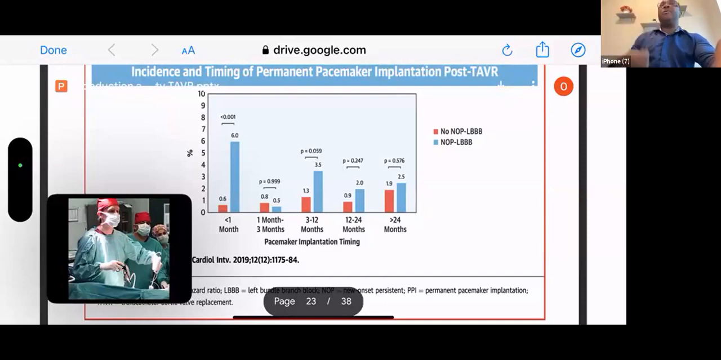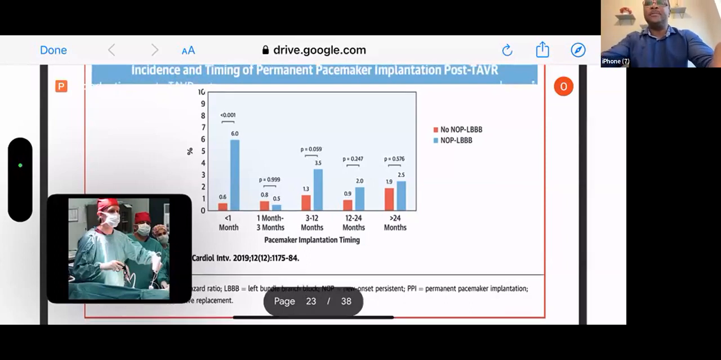But if it's a complete heart block, we usually don't wait. So the most we wait is 2 days. We wait for 2 days and see if the inflammation and the hematoma are going to resolve, because we put a temporary transvenous pacemaker in all these patients, even on the procedure table. Then we monitor them in the ICU while they still have the temporary pacemaker in some group of patients, which we are going to look into. We're going to look into that and we'll let you know.